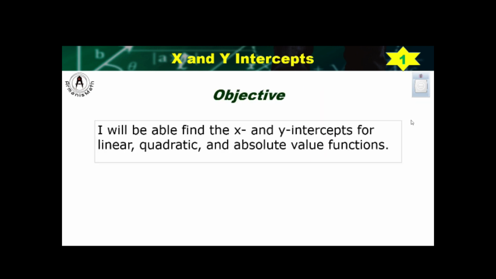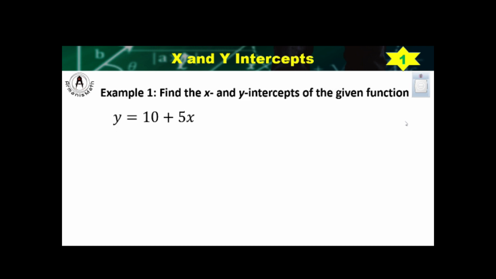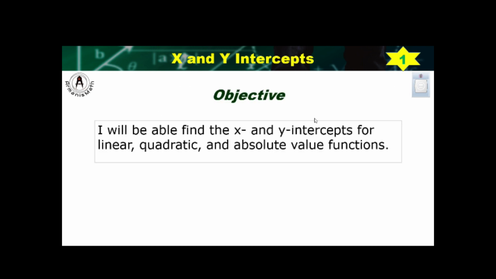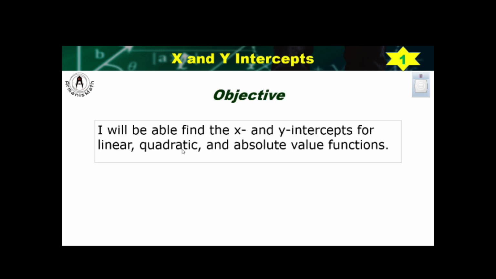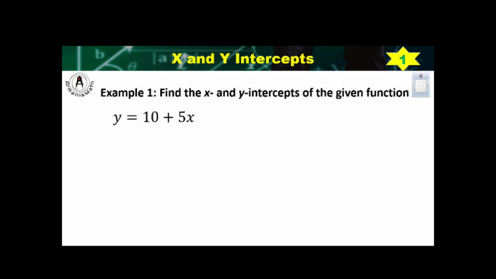Alright, the objective is I'll be able to find the x and y intercepts for linear, quadratic, and absolute value functions. So apparently we have more than one function today. The first one is linear, the second one is going to be quadratic, and the third one is going to be absolute value functions. So you're going to find the x and y intercepts of these three functions.